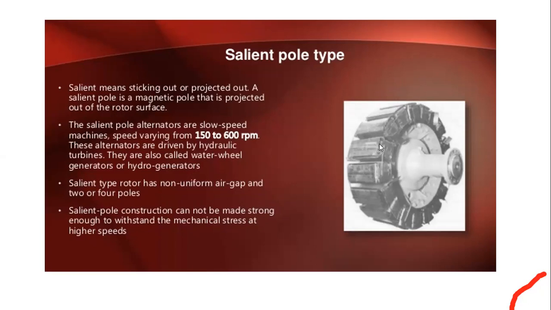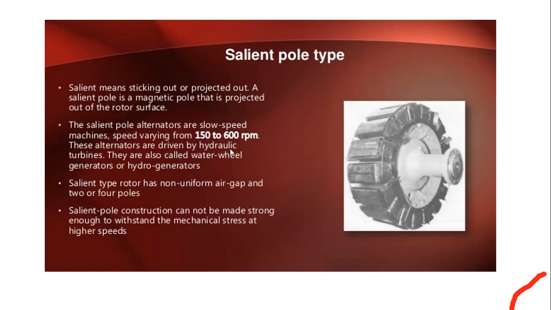A salient pole is a magnetic pole that is projected out of the rotor surface. Salient pole alternators are slow speed machines. This type of construction is used for lower speed ratings, with speeds varying between 150 and 600 RPM.